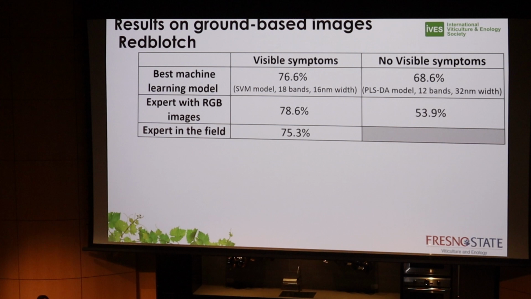The assessment of the best machine learning model, in a simplified version that only used 18 bands, was roughly 76 to 77% for visible symptoms, which is comparable to the expert assessment in the field, 75.3%, or actually slightly higher than that. For no visible symptoms, at that point, we were under 70%.